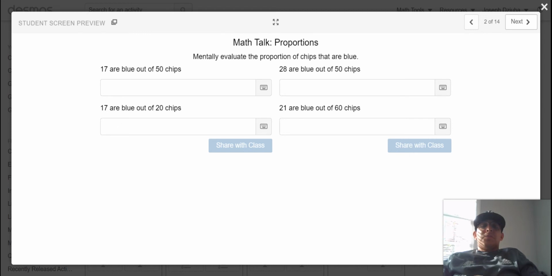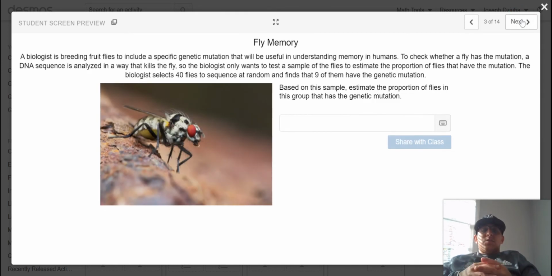So that being said, since we are dealing with proportions, I'd like for you to mentally evaluate the proportion of chips that are blue based on these descriptions here. 17 are blue out of 50. What does that proportion look like? You can input it as both a fraction or a decimal. So share those ideas with the class before we head to our first activity.